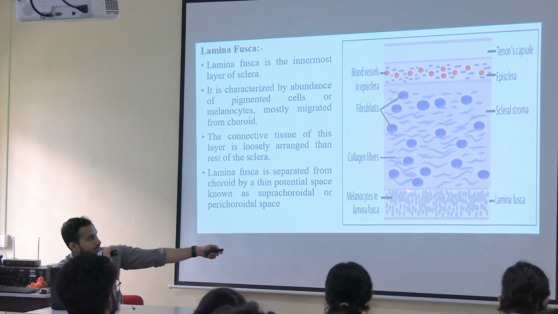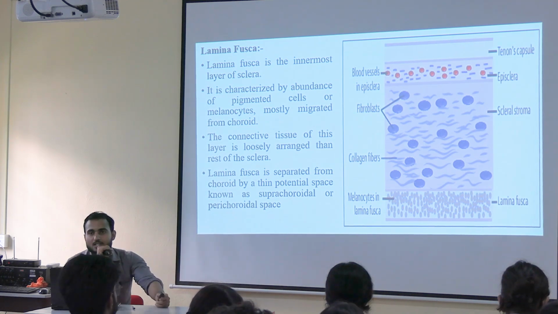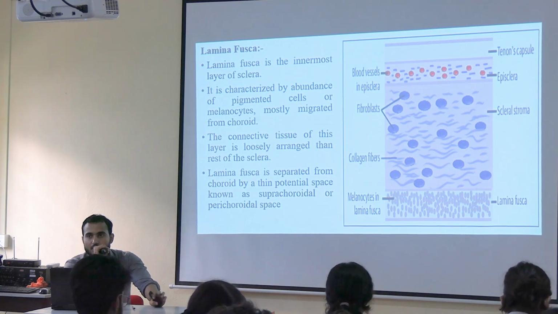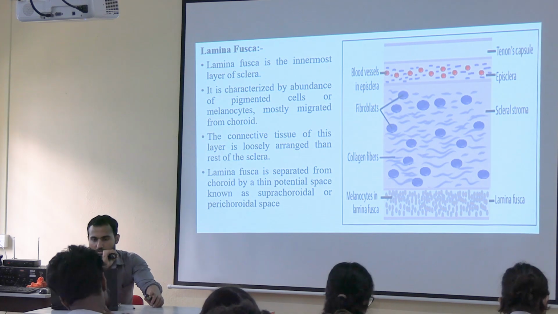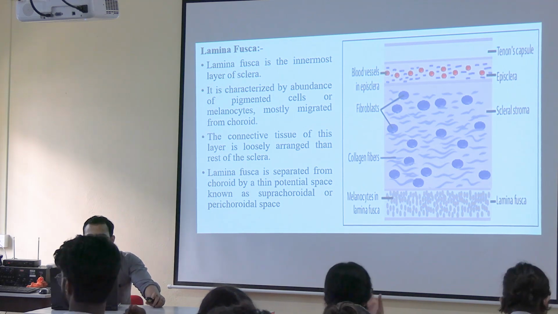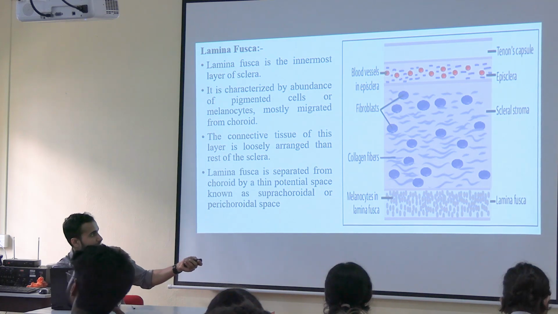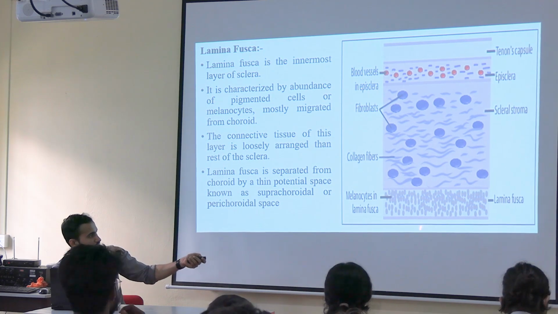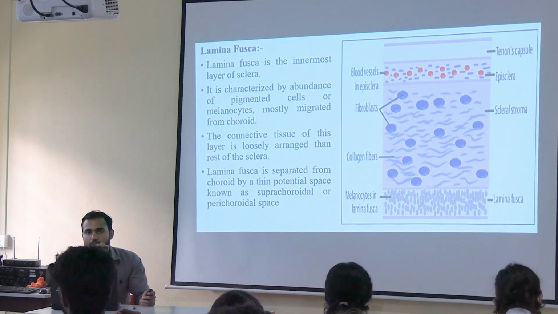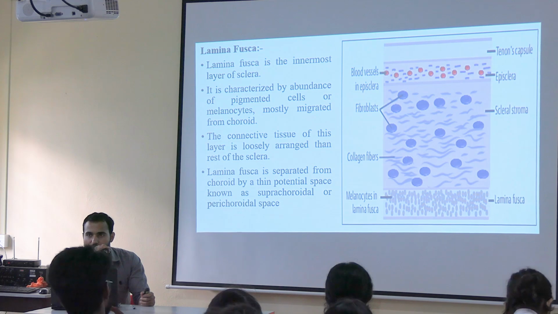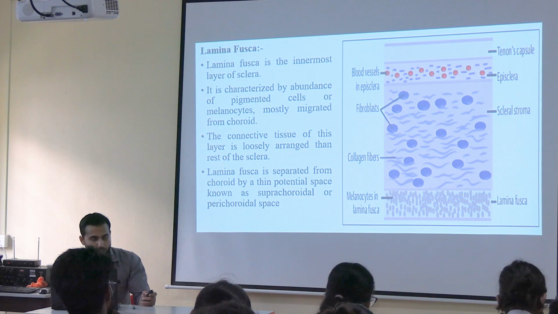Now this is the innermost layer. The innermost layer is also called the Lamina Fusca. So what is present over here? A huge amount of melanocyte cells are present. Loosely arranged connective tissue is also there, and this Lamina Fusca is separated from the choroid, the vascular layer that lies deep to it, by the suprachoroidal space. So that is all about the sclera.